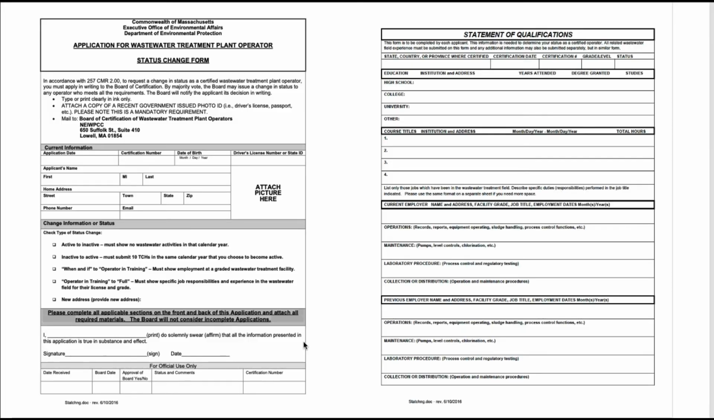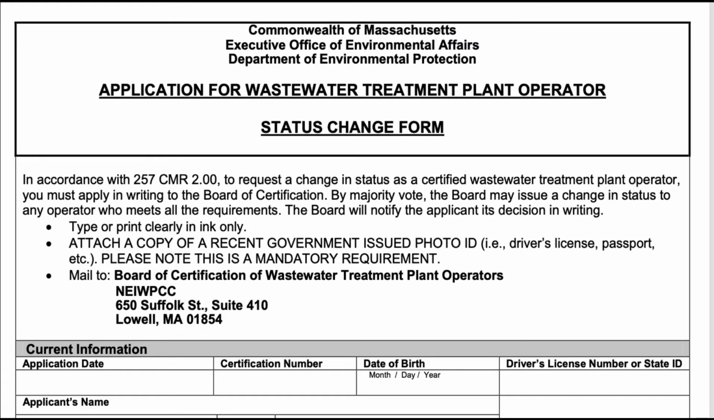The change in status form can be used for any one of a bunch of different things, depending on where you're at and what you want to change to. This is a 2-page form, and I'm showing you both pages here. I'm going to zoom in to give us a closer look at the forms and how we can fill them out. This is a status change form, and it needs to be submitted to the Board of Certification of Wastewater Treatment Plant Operators at the New England Interstate Water Pollution Control Commission.